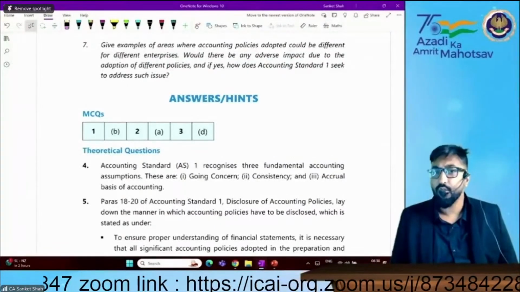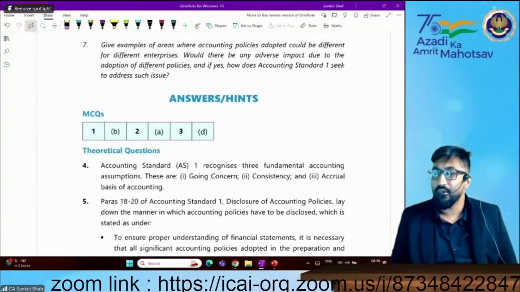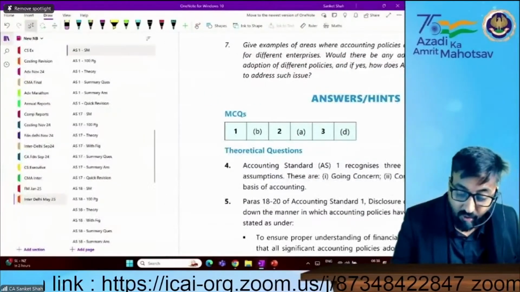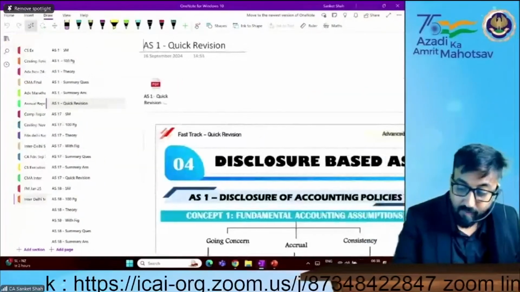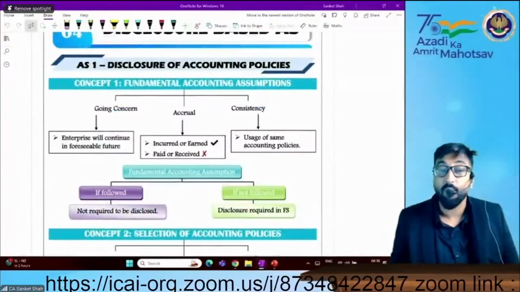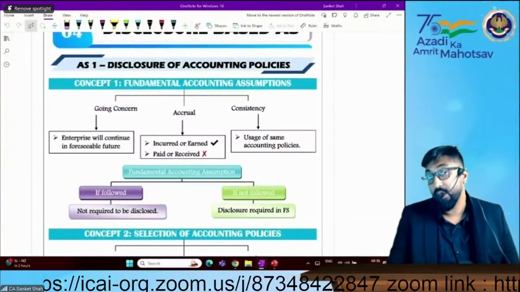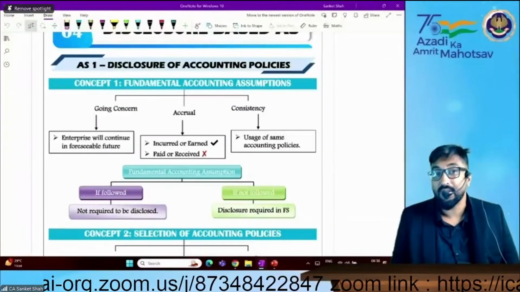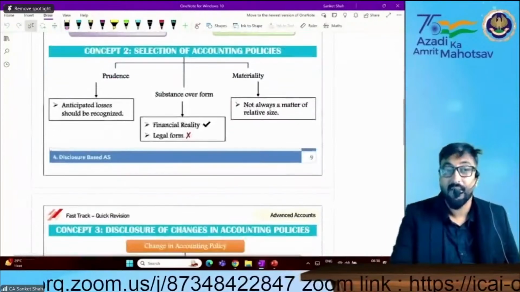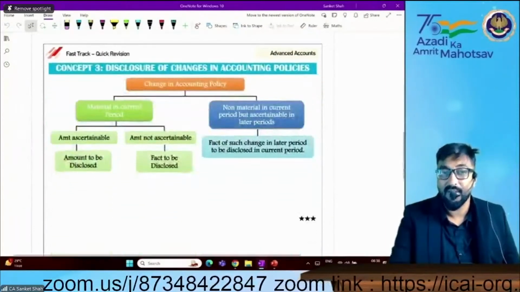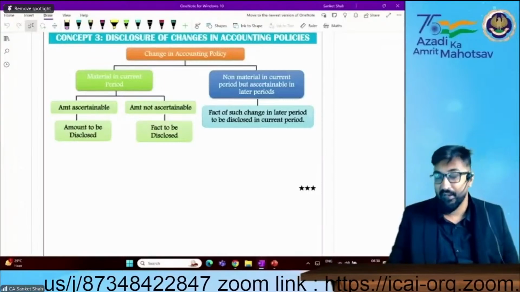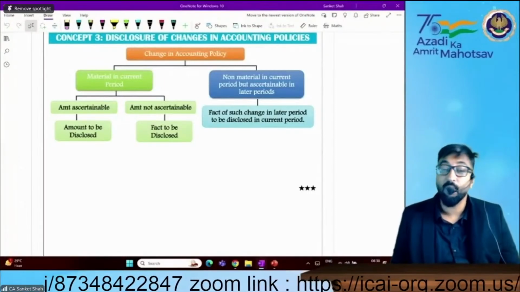In law also, you maintain your 100 pages book where you should read. Now I'm taking this quick revision also. In this batch, what I'm going to do is quick revision, I'm going to upload all these things. So AS1 disclosure of accounting policies, concept 1, all these concepts, is selection of accounting policies and disclosure of accounting policies. So all these facts better and over AS1. So this is how I come with the quick revision.